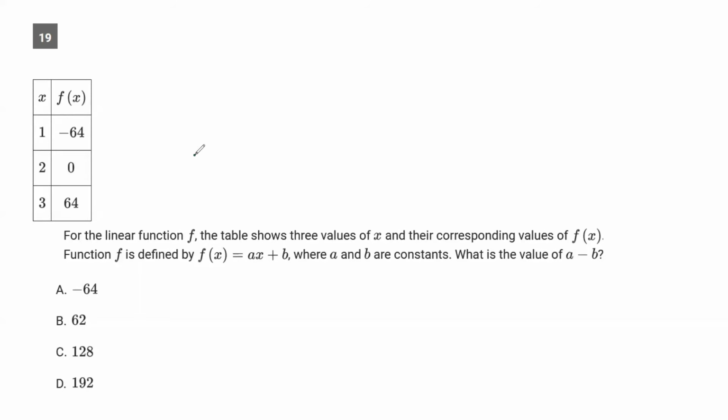For the linear function f, the table shows 3 values of x and the corresponding values of f of x. Function f is defined by f of x equals ax plus b, where a and b are constants. What is the value of a minus b? So a is the slope, right?